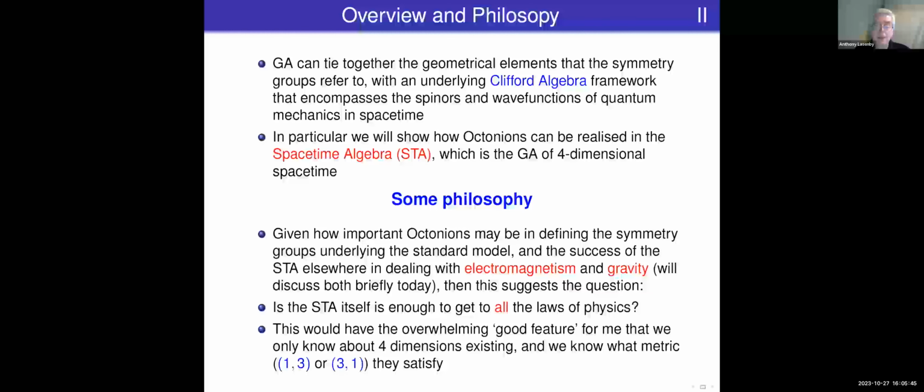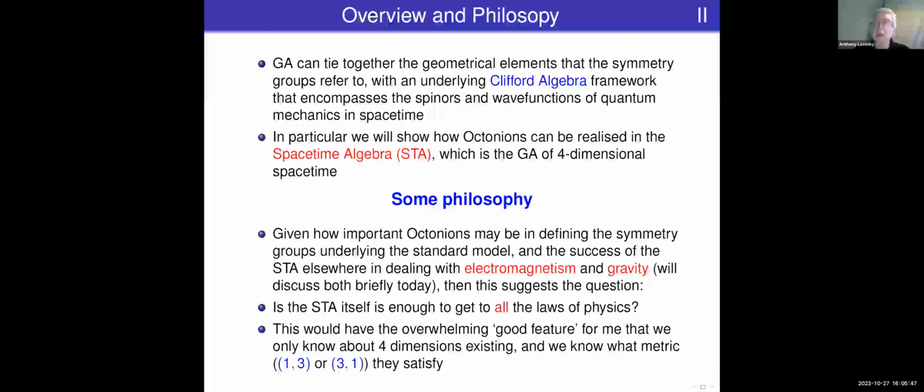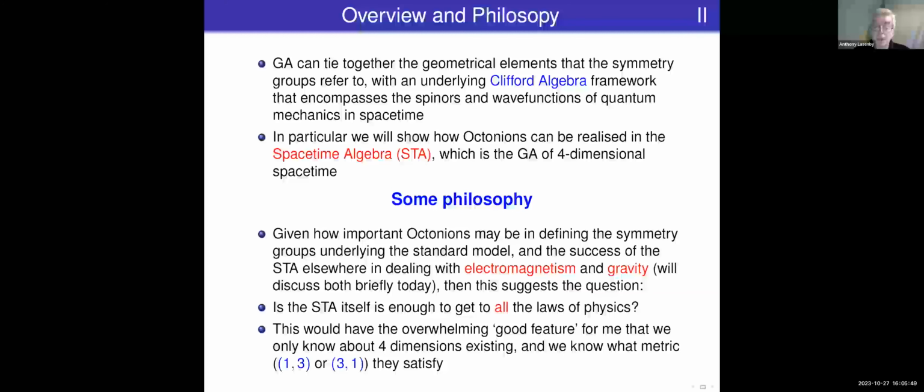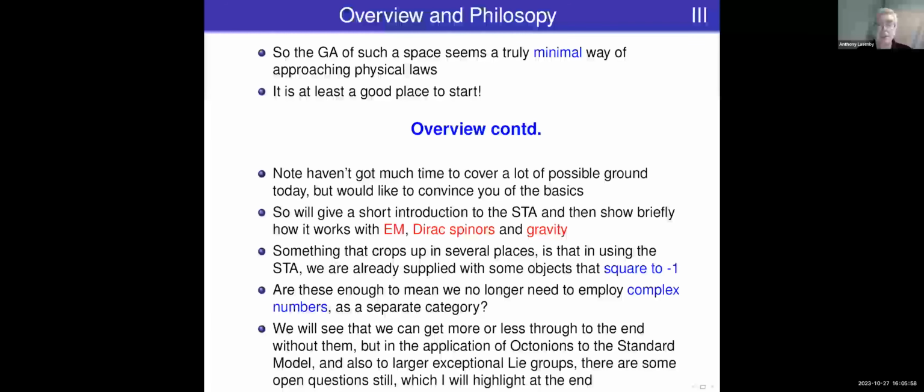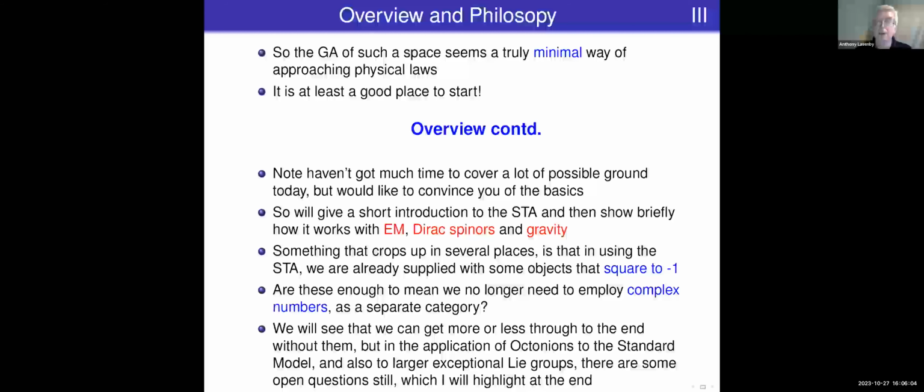And to me, this would have an overwhelming good feature. This is that we only know about 4 dimensions existing, and we know what metric it satisfies, (1,3) or (3,1), as a matter of choice. So the GA of such a space, i.e. space-time, seems a truly minimal way of approaching physical laws. And certainly it's at least a good place to start, and we can see how far we get.